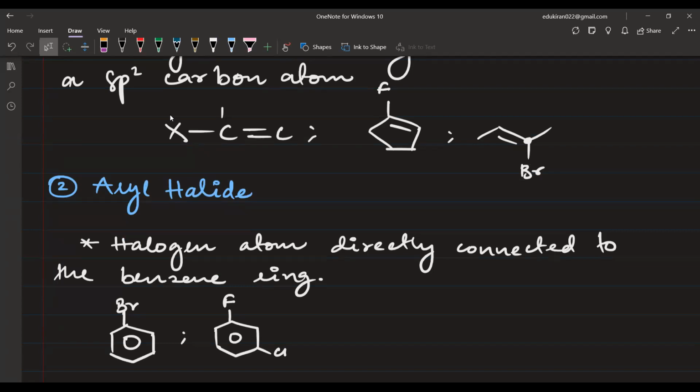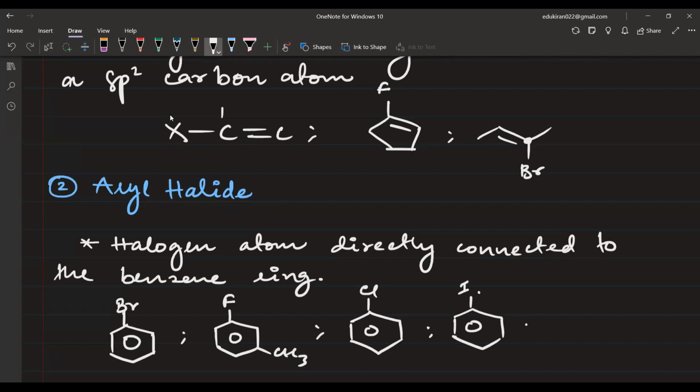Okay, so if it has something else also, CS3, this is also still aryl halide. Okay. So write this down. Let me know when you're done.